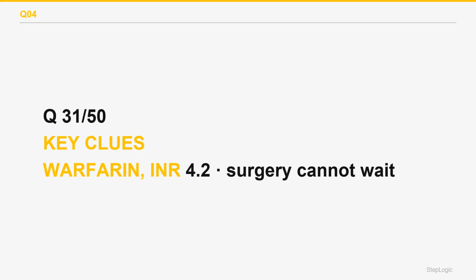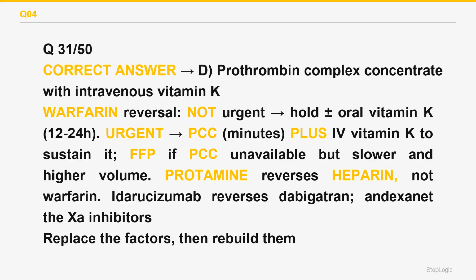Warfarin reversal is chosen by urgency. For a raised INR without bleeding and without urgency, withholding doses with or without oral vitamin K suffices, since vitamin K takes 12 to 24 hours to restore factor synthesis. When reversal must be immediate, with active major bleeding or emergency surgery, the deficient factors must be replaced. Prothrombin complex concentrate contains factors II, VII, IX, and X, works within minutes, and is given with intravenous vitamin K to sustain the correction after the concentrate is cleared. The correct answer is D.